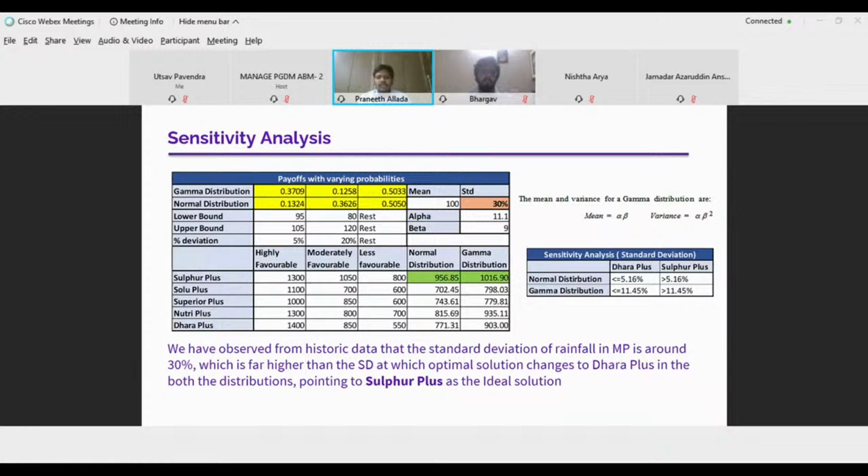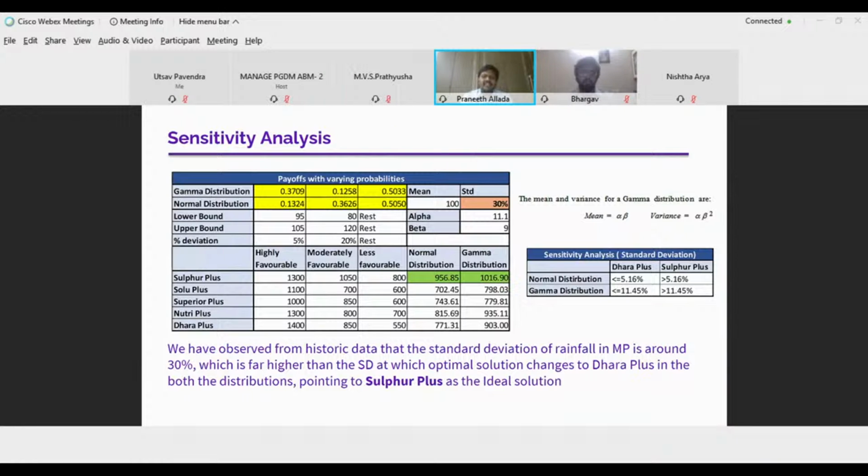For the moderately favorable, it's plus or minus 20%. But it is important that we subtract the highly favorable scenario, because if it is plus or minus 5%, we consider it highly favorable. So subtracting that, we get the normal distribution as 0.36, and less favorable is 1 minus the entire thing, which will give you 0.50.